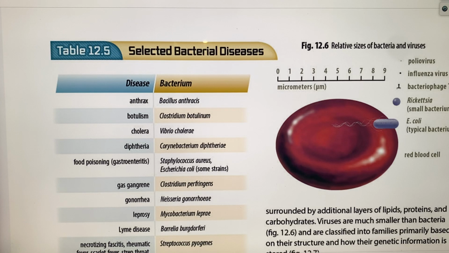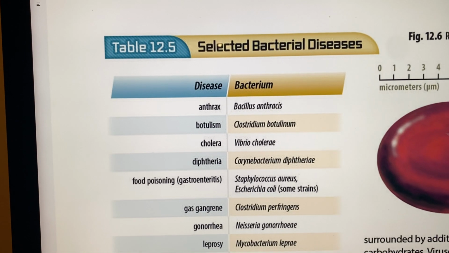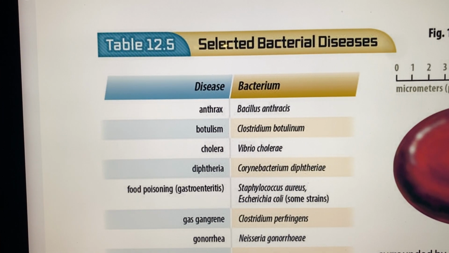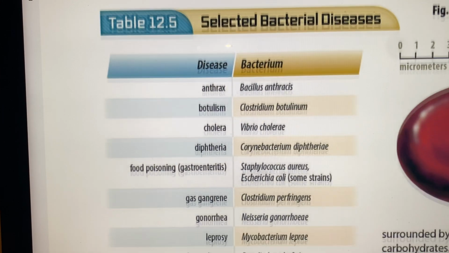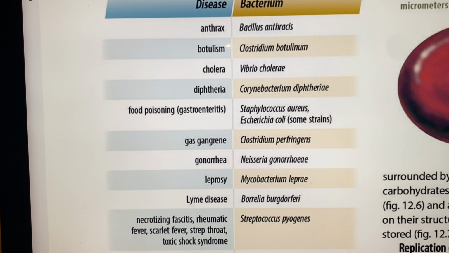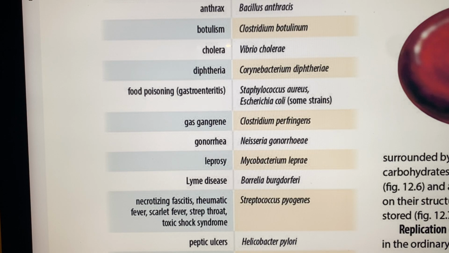So we're on chapter 12, section 2 of your biology book, and we're talking about bacteria, and we're going to go on to talk about viruses. So here on table 12.5, this is a list of diseases that are caused by bacteria: anthrax, botulism, cholera, diphtheria, food poisoning.